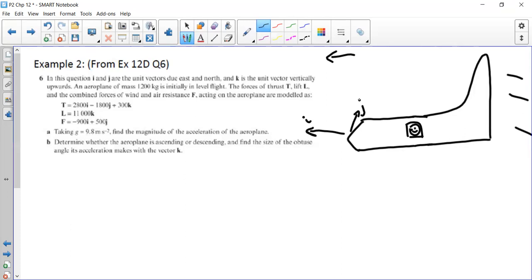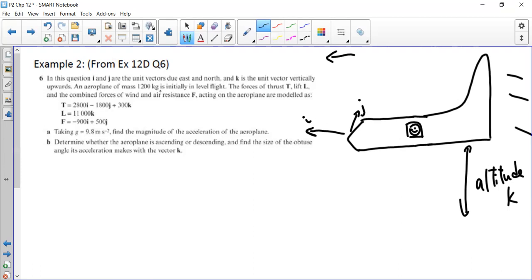What's the word again? What's the height called again? Is it amplitude, is it altitude? Altitude, thank you. The altitude will basically be your k. Altitude is your k value. Okay, so that's what we're trying to do here.